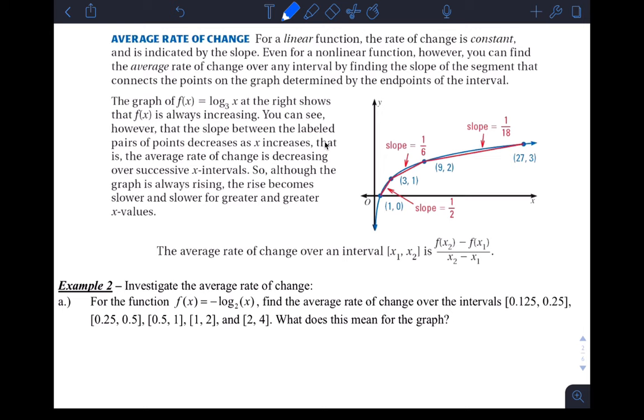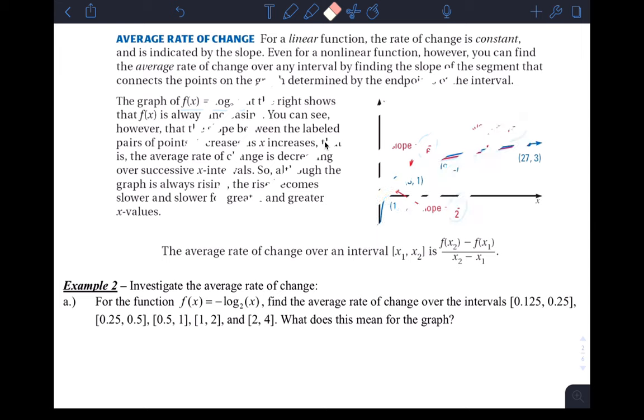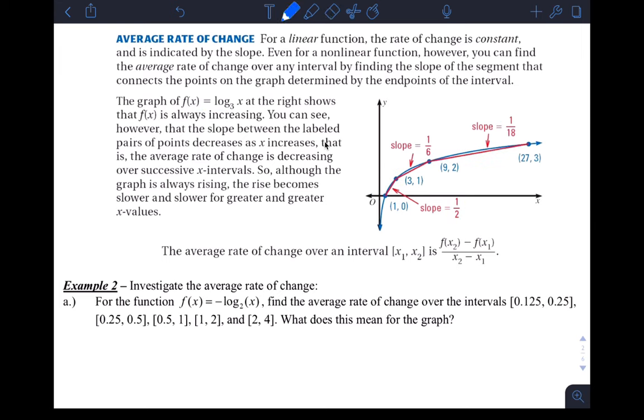So the example they have here is f of x equals log base 3 of x. And you can see we can't find the slope of the whole function, of course, because it curves and the slope changes. So here they demonstrate finding the slope between two points, finding the slope between two other points on a different interval, and the slope between a third set of points on a different interval. And you can see the slope changes, and so we can't just find one slope for the entire function like we did for linear functions.